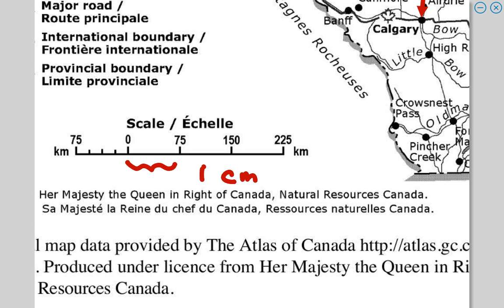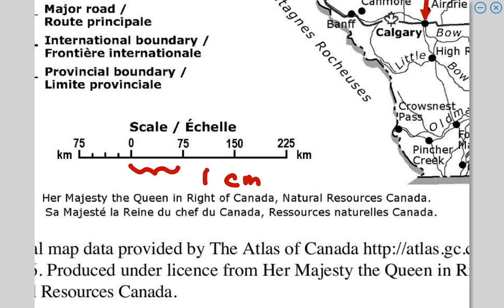So then from that scale, you could get the scale statement that I'm most comfortable with. 1 centimeter represents 75 kilometers. That's what I'm most comfortable doing. I don't like using rates. I prefer proportional reasoning when it comes to scale. This is what makes sense to my brain.